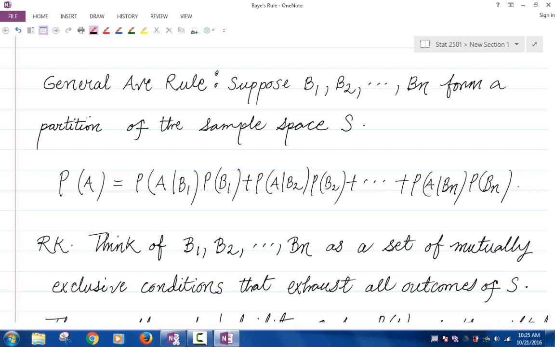Once again, the left-hand side is the overall probability of A. The right-hand side can be thought of as the weighted average of the conditional probabilities of A with respect to conditions B1 up to Bn, where the weights are given by the probabilities of the conditions.